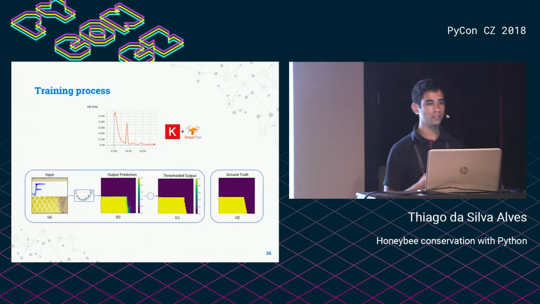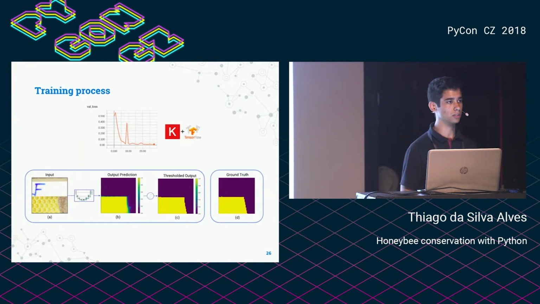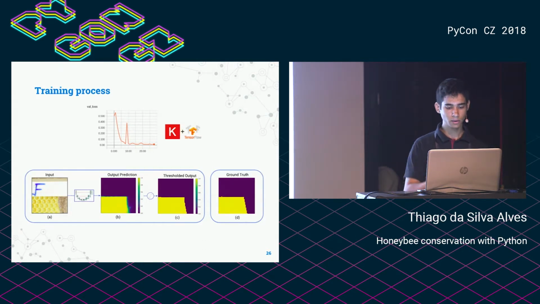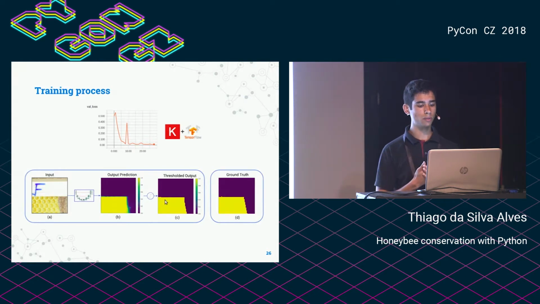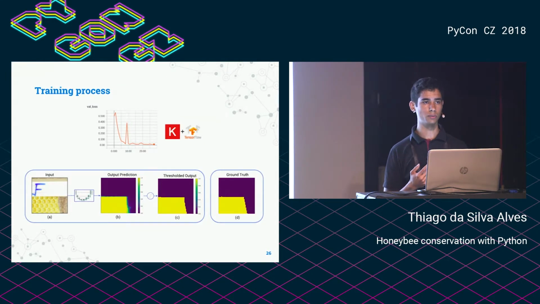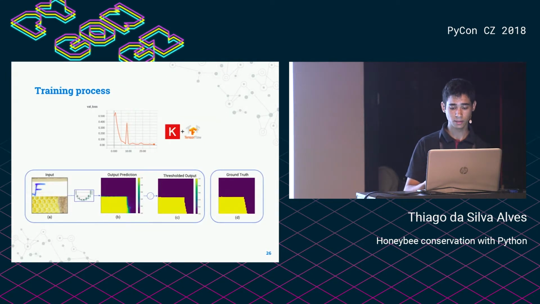So we created this model based on the UNet, using Keras and TensorFlow. And as can be seen in the loss, the model really learned to do this task. Here we have some examples from the input, the prediction with some confidence areas, and after applying a threshold, the result is quite similar to the ground truth that we were expecting.